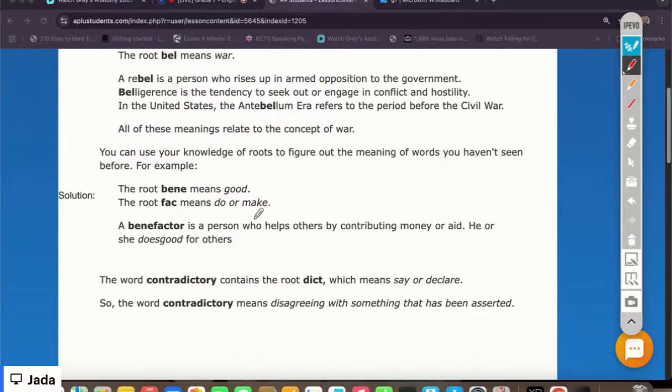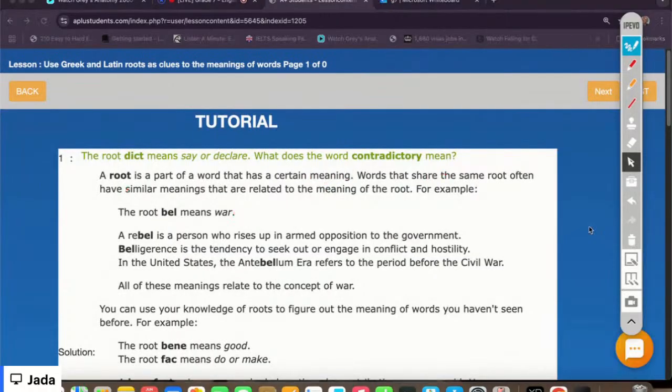You can use your knowledge of roots to figure out the meaning of words you haven't seen before. For example, we have the root bene means good, and the root fact means do or make. Now, benefactor is a person who helps others by contributing money or aid. He or she does good for others. So you can see that a root is part of a word that definitely means something, and most times if words share the same root, they have similar meanings. Okay, let's see some examples.